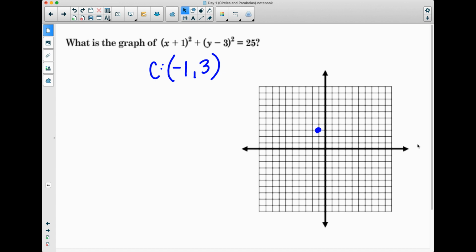Then what's my radius? 5. So I'm gonna go 5. 1, 2, 3, 4, 5, in each direction.